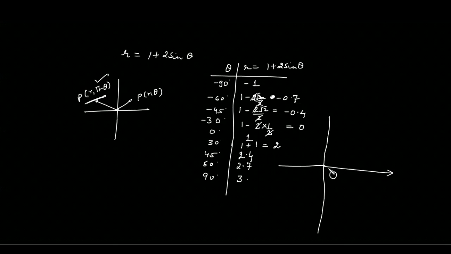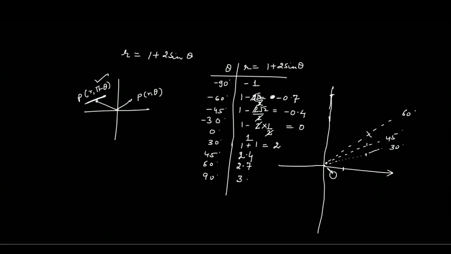So at 90 degrees the distance is 3. At 0 the distance is 1. At 30 degrees, 45, and at 60 degrees: at 30 the distance is 2, then 2.4, then 2.7, and then 3, right?